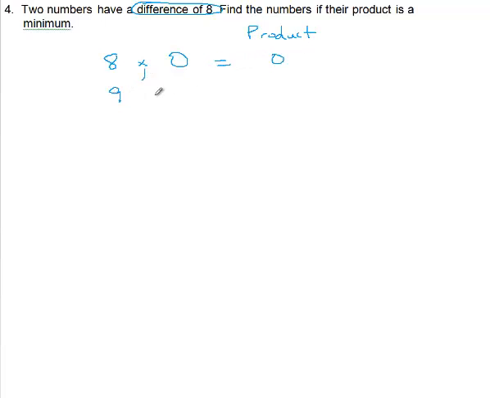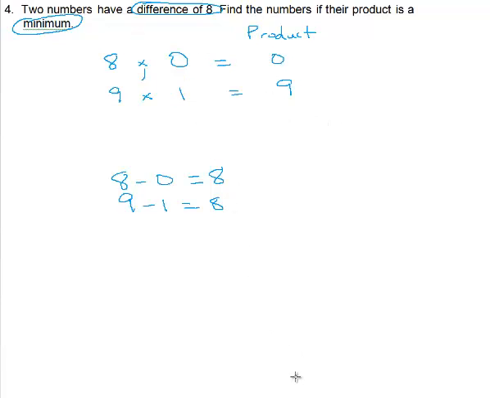Now 9 and 1 also differ by 8. Remember, difference means subtract, so 9 minus 1 is 8. But if I multiply 9 times 1, I get 9. So my product is getting larger, not smaller. I'm looking for a minimum product, right? So that's not making sense, is it?